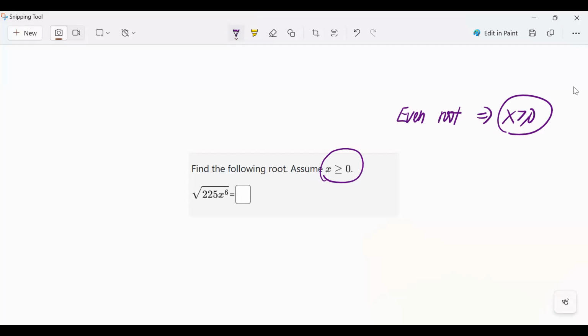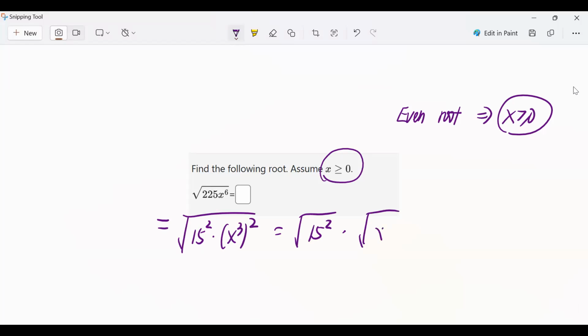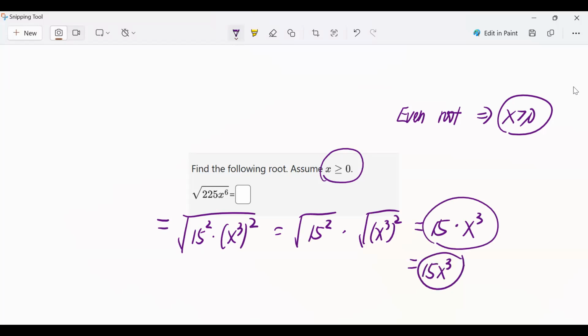Make it defined. So right here, square root of 225, we know that 225 is 15 squared. And then you can rewrite x to the 6 as x cubed to the second power. Now we know this is a perfect square, so we can split it up as a couple terms: square root of 15 squared, square root of x cubed squared. Square root of 15 squared is 15. Square root of x cubed squared will be x cubed. So the answer is 15x cubed. Okay.